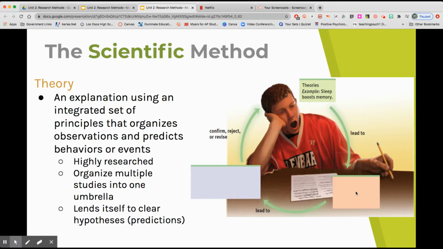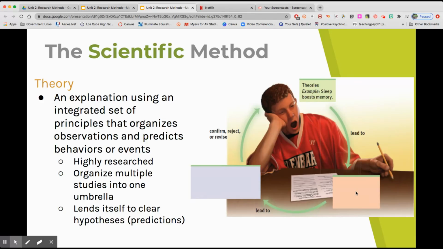Okay, so a theory is an explanation using an integrated set of principles that organizes observations that have been made and then predicts behaviors or events. So typically theories are developed when they're highly researched, meaning there's been multiple studies done to help come up with this idea. Generally, they are bringing multiple studies into this one big picture. And the thing that we need to understand about theories is they lend themselves to clear hypotheses or predictions.